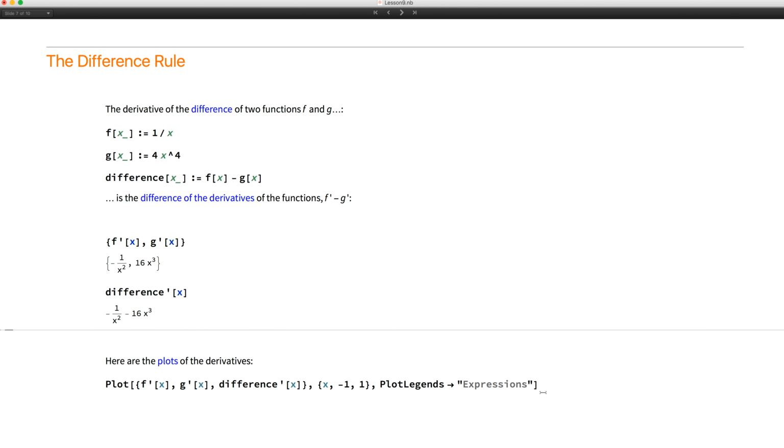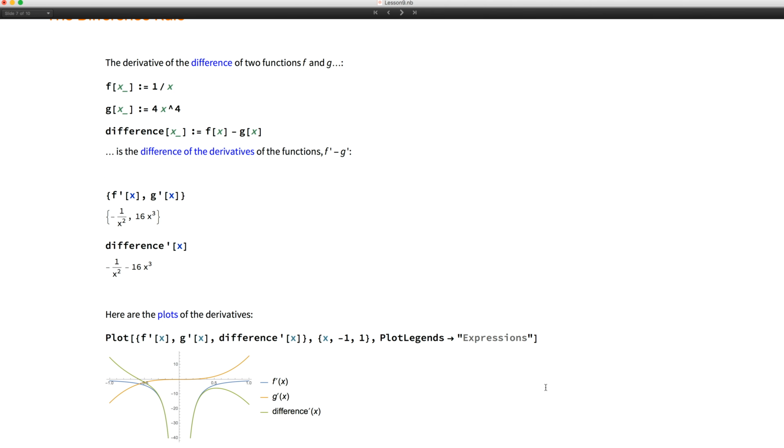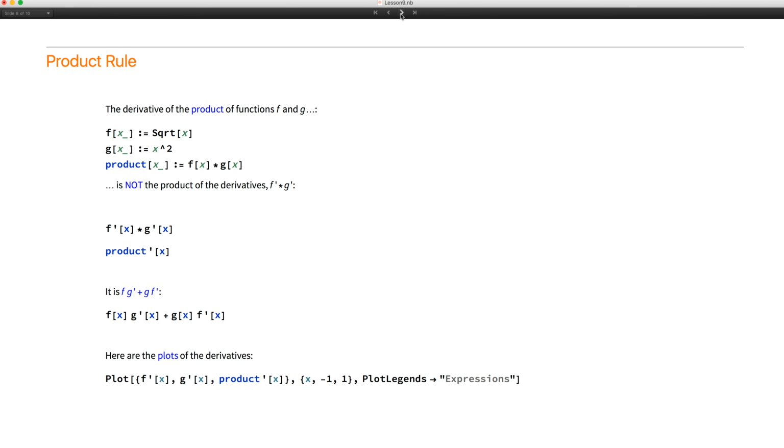Here's a plot of all the derivatives. So once again, you see that if you have a difference, then the derivative is really simple to compute. So sums are simple, differences are simple. Question is, what happens to products?